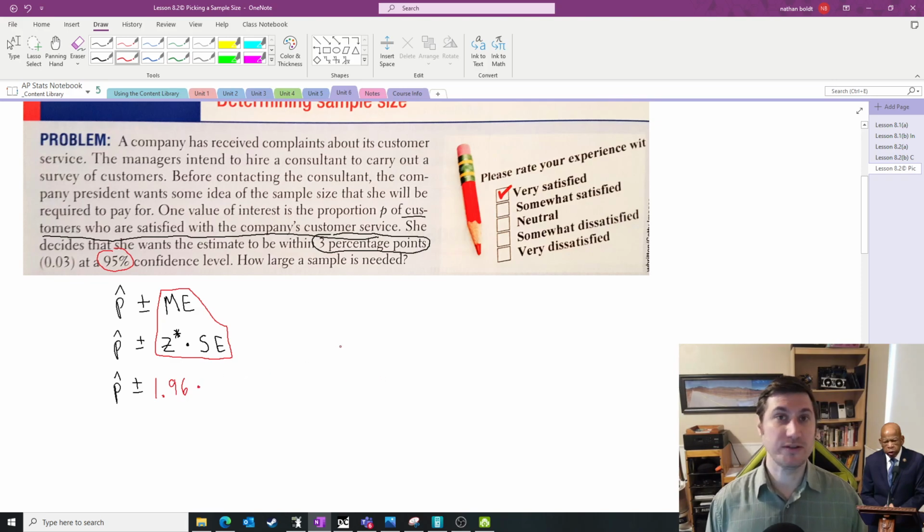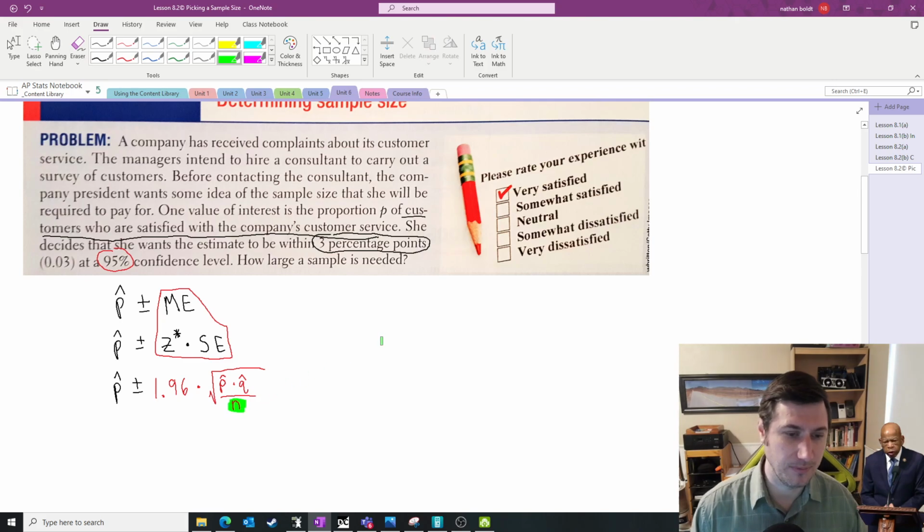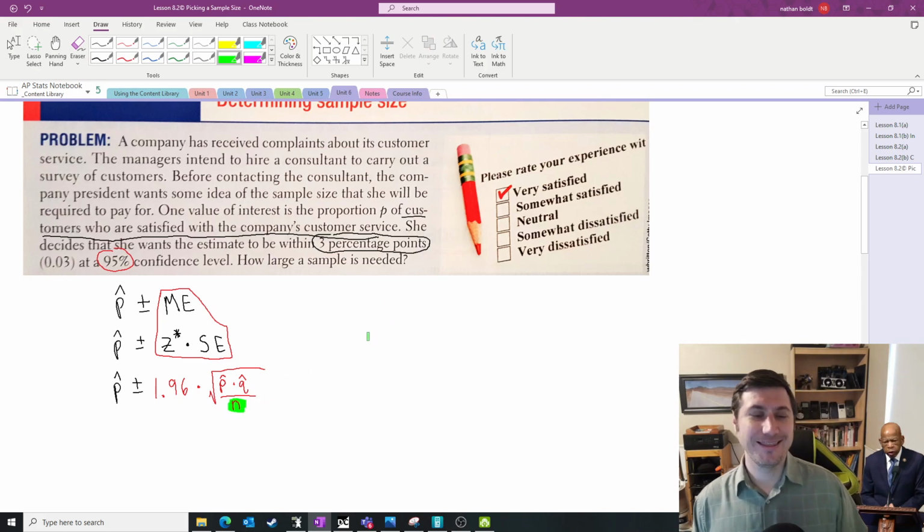times, what's the standard error? So the formula for the standard error is the square root of p hat times q hat divided by the sample size. There is the variable we are trying to solve for, right? That is the letter we are trying to solve for in the end, right?